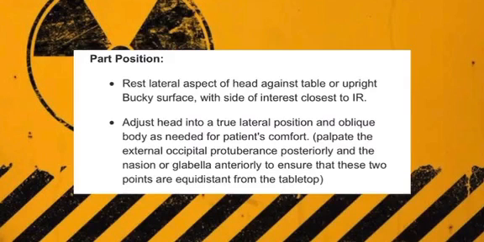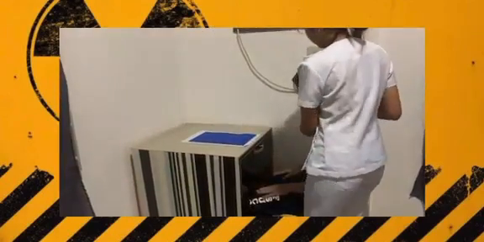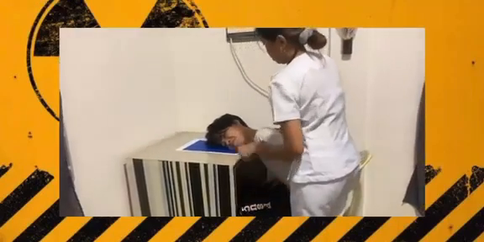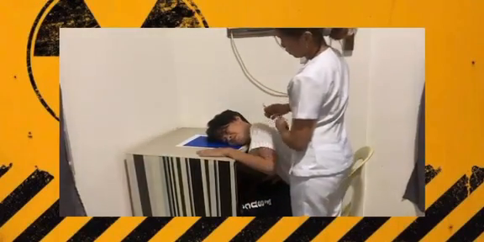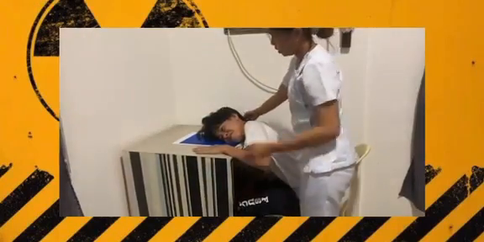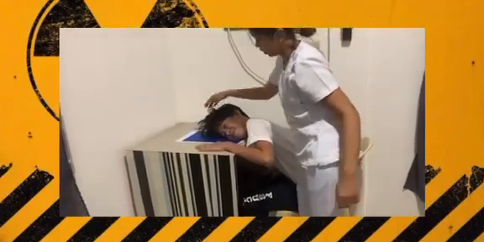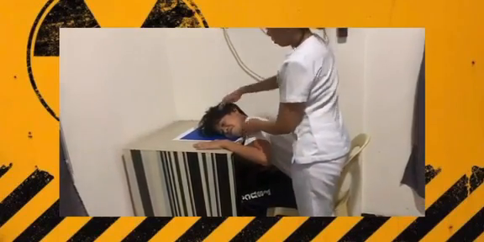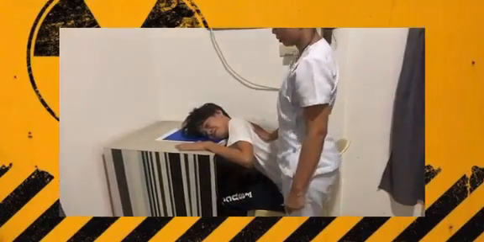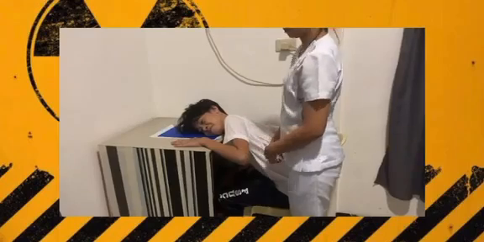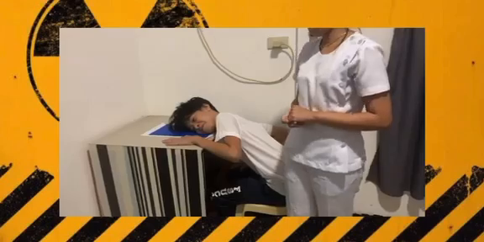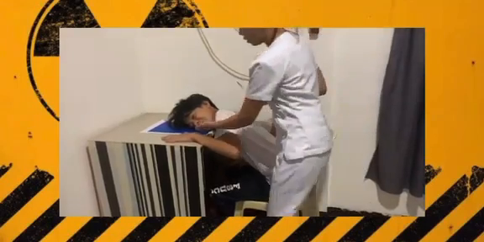Part position. Rest lateral aspect of the head against the table or upright Bucky surface, with side of interest closest to the IR. Adjust the head into the true lateral position and oblique body as needed for the patient comfort. Palpate the external occipital protuberance posteriorly and the nasion or glabella anteriorly to ensure that these 2 points are equidistant from the tabletop. Next, place support sponge under the chin if needed.